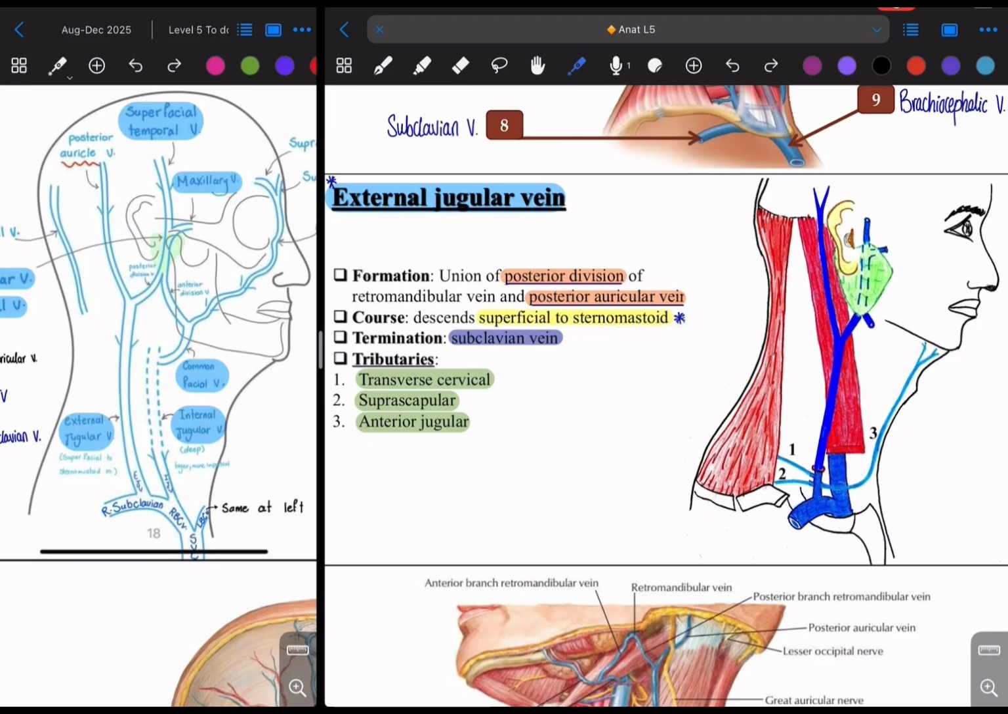Okay. Then we have the termination of the external jugular vein. Termination, as we said, it's going to go where? To the subclavian vein. Okay? The divisions, it has 3 divisions. They're very easy. What are the divisions? The transverse cervical vein, the suprascapular, and the anterior jugular. Okay, these are the 3 divisions of the external jugular vein.